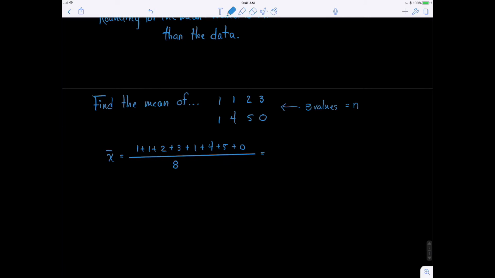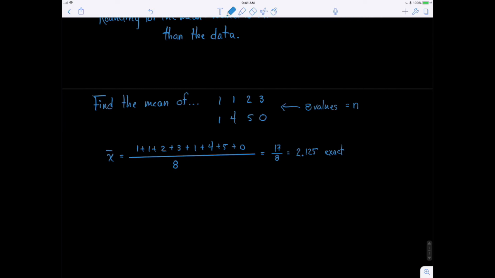So let me see. If I do all that, I have 1 plus 1, that's 2. 2 more is 4, plus 3 is 7, plus 1 more is 8, plus 4 is 12. Sorry, I lost track: 4, 7, 8, 12. 12 plus 5 is 17. Divided by 8, this is going to give me 2.125. Now, if I write it like that, that's actually the exact decimal, because that is 17/8 written in decimal form.